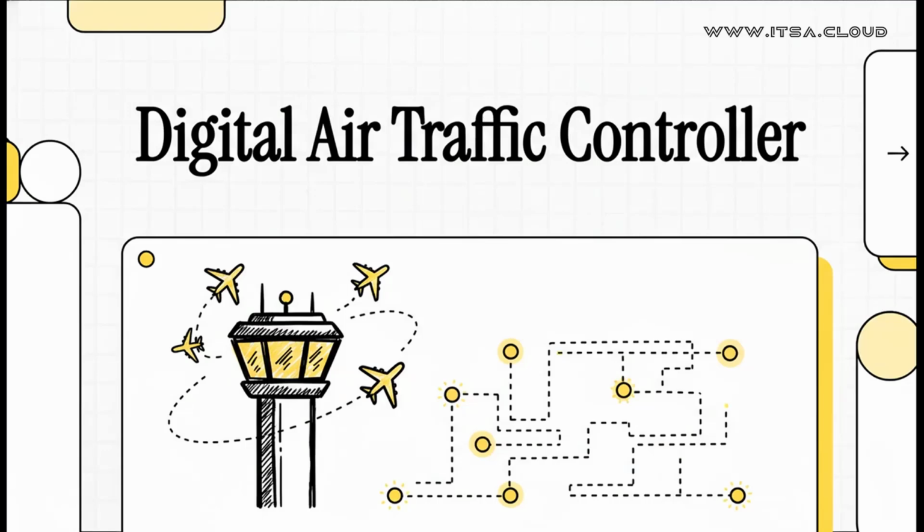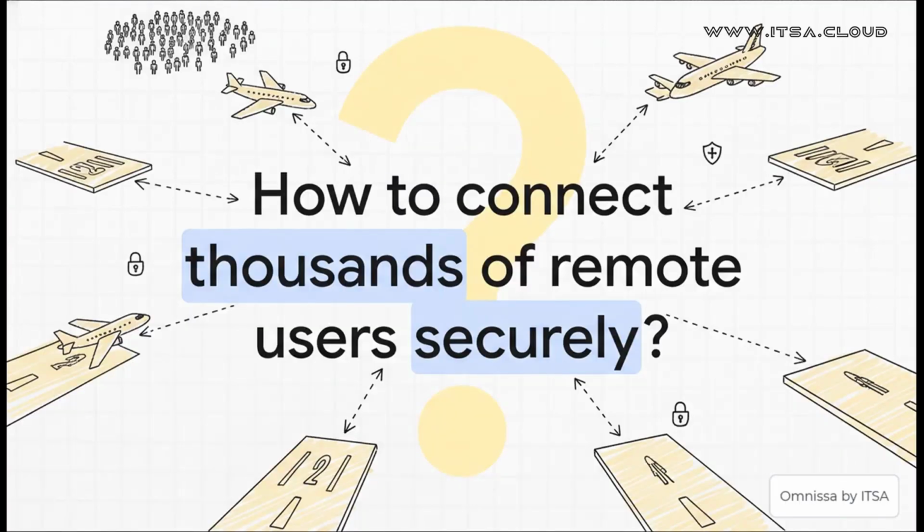All right, today we're going to head up to the control tower of the digital world. We're going to talk about a really critical piece of tech that honestly makes modern remote work even possible, the Omnissa Horizon Connection Server. The best way to think about it, it's the air traffic controller for your entire fleet of virtual desktops.